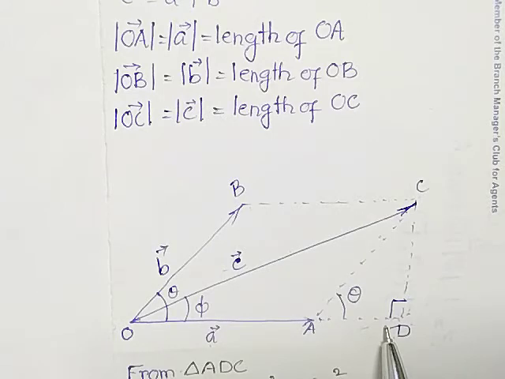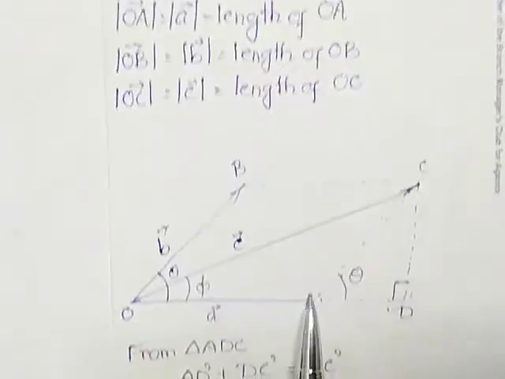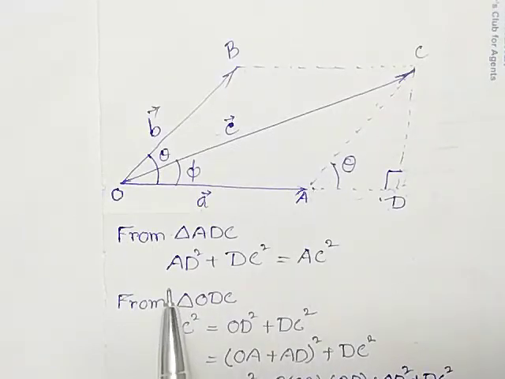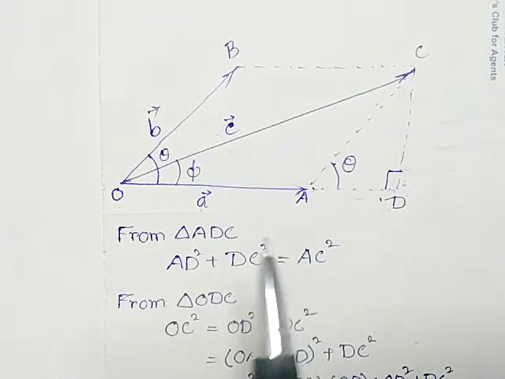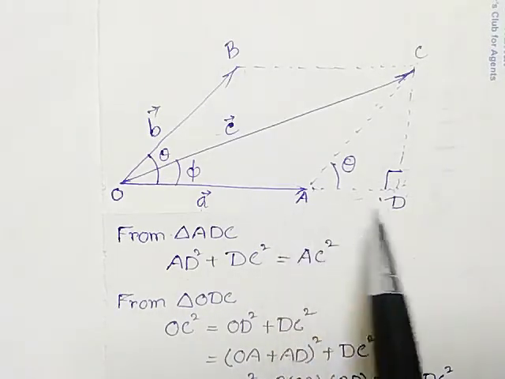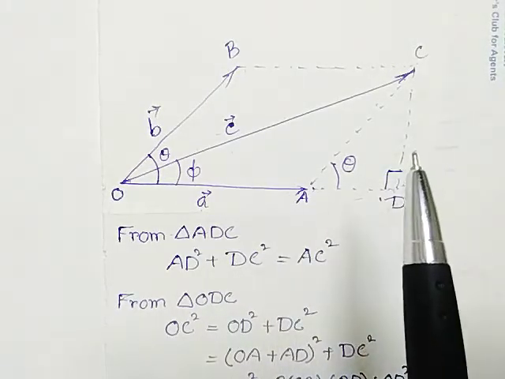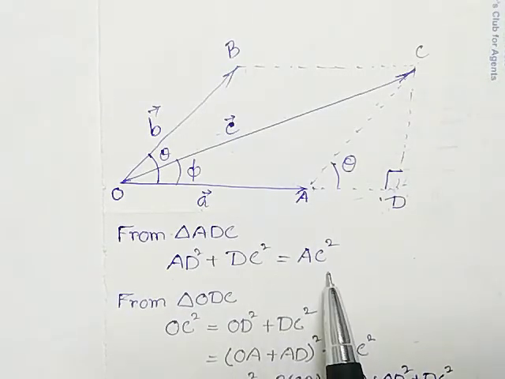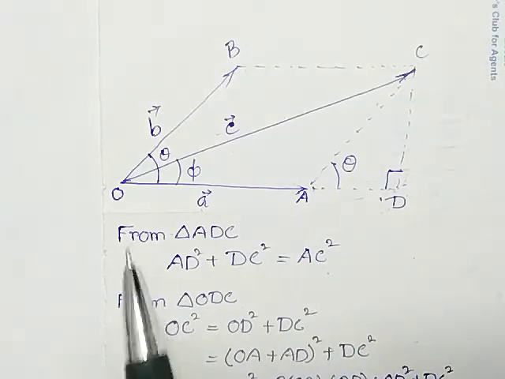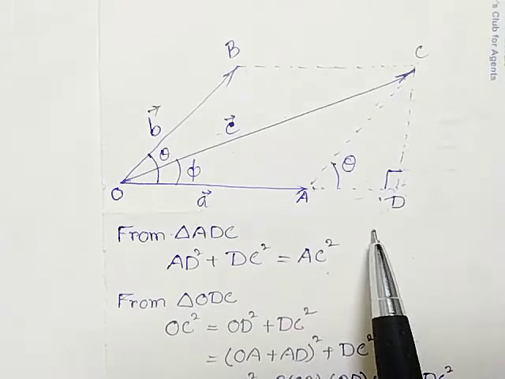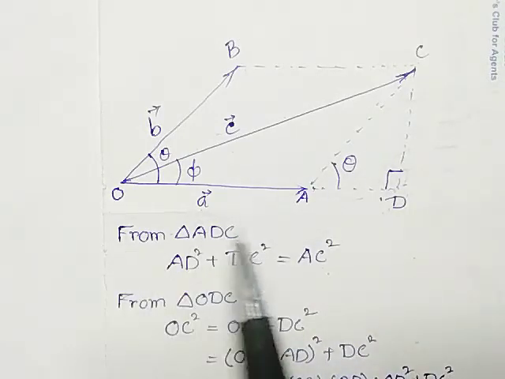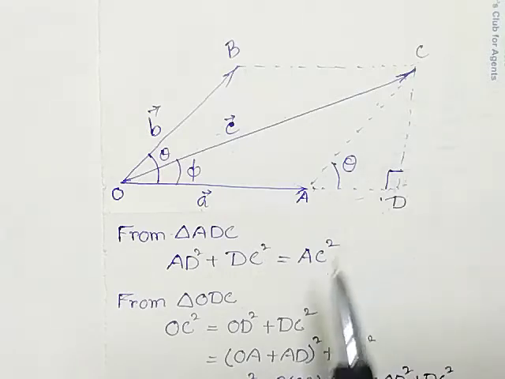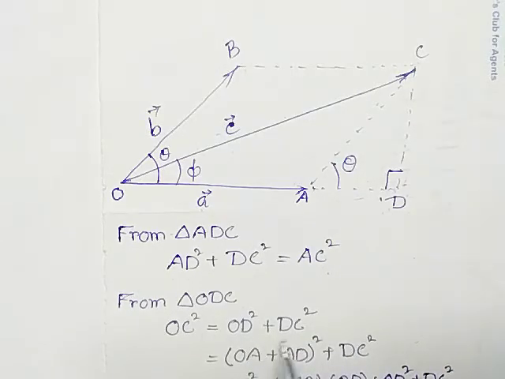For these two right angle triangles, we will write down the Pythagoras theorem. All of you know that hypotenuse square equals base square plus perpendicular square. So for the smaller triangle ADC, AD is the base, DC is the perpendicular, AC is the hypotenuse. So AD square plus DC square equals AC square. And for the bigger triangle OCD, OC is the hypotenuse, OD is the base, and DC is the perpendicular. So OC square equals OD square plus DC square.